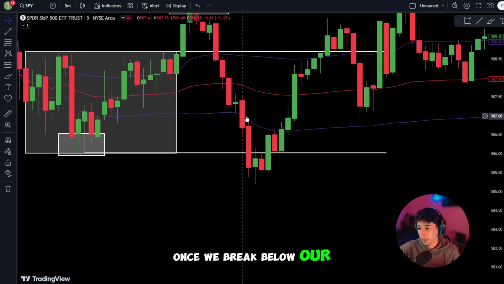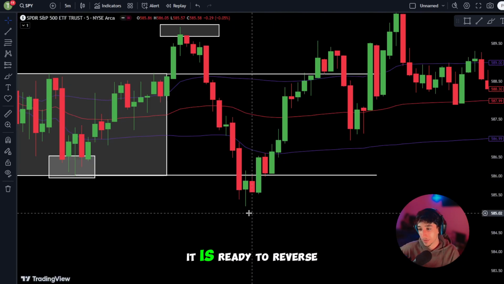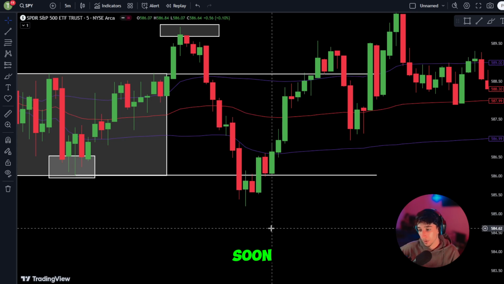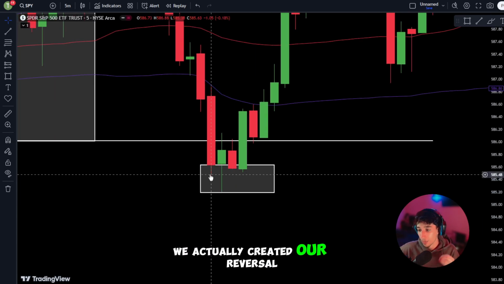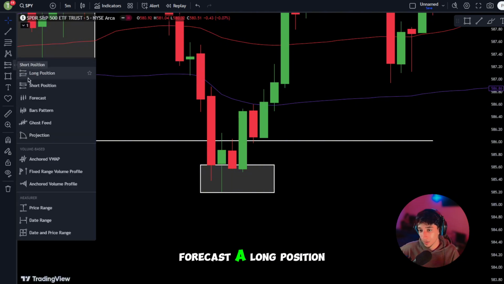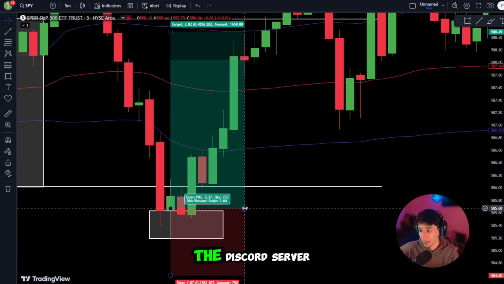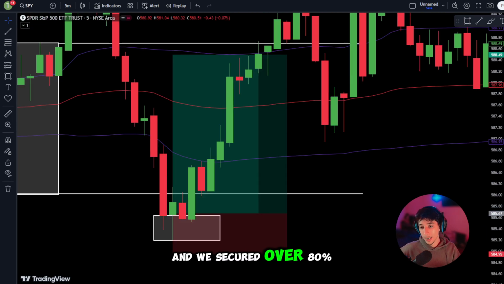Once we break below our lower band VWAP, it is telling us that the market is oversold. It is ready to reverse and get bought back up soon. You guys can see we actually created our reversal candle down here. Price action is going to forecast a long position for us. This is actually one of the trades I took live in the Discord server, and we secured over 80% profit on this trade alone.